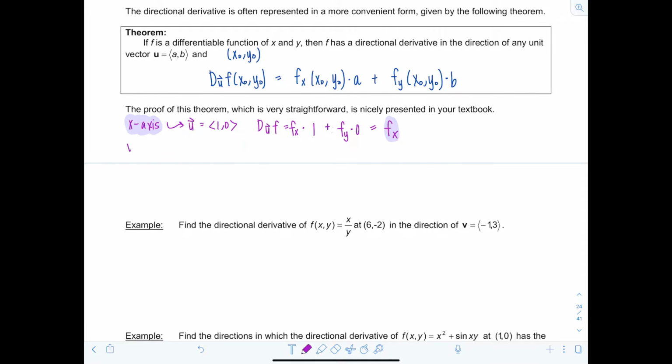And then I'm sure it's no surprise, if you want the directional derivative in the direction of the y-axis, u would be 0, 1. You apply the same definition. You have partial with respect to x times 0 plus partial with respect to y times 1, and you get your partial with respect to y. So basically the idea of the directional derivative is we don't want to restrict ourselves to only finding rates of change in the direction of the x-axis or the y-axis. We want to be able to pick any direction. And so all we need to do is define a unit vector. So here we go. We're going to look at some examples.